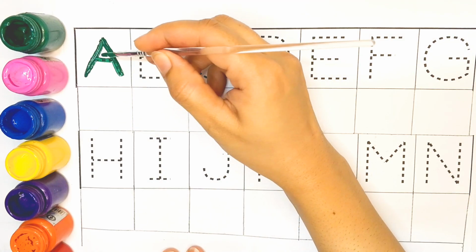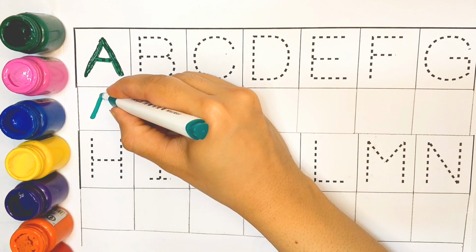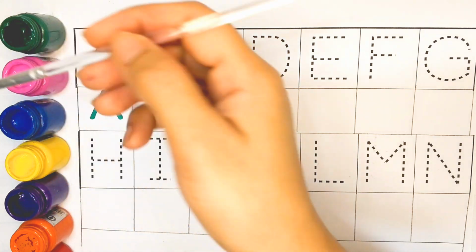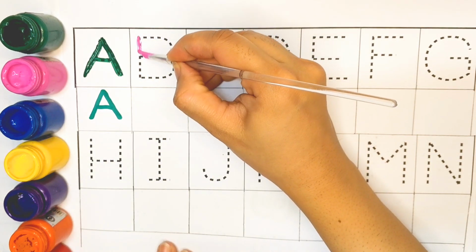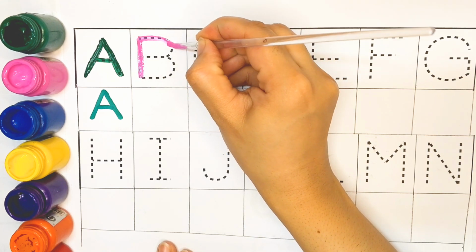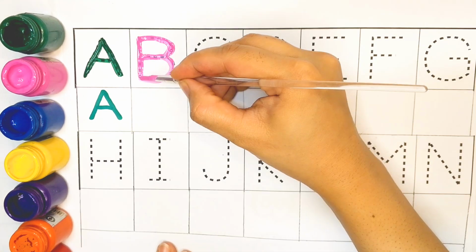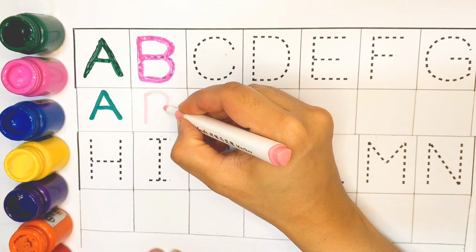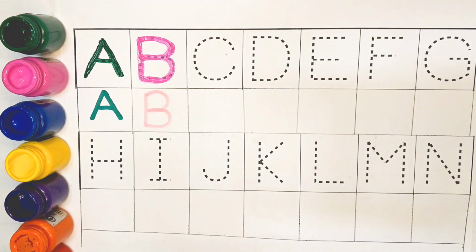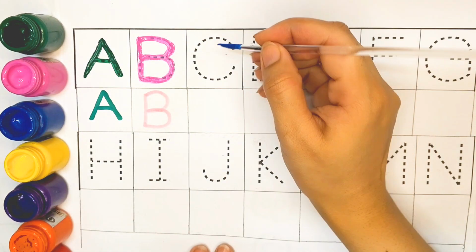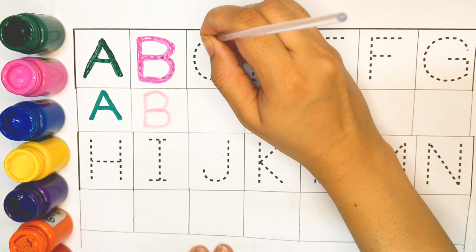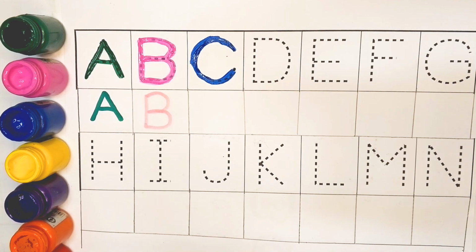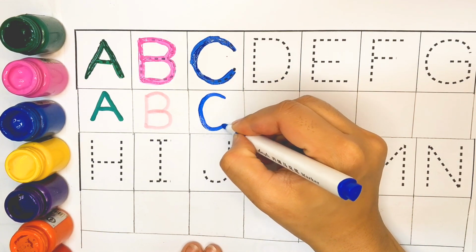A. A is for ant. B. B is for butterfly. Butterfly. C. C is for cat. Cat.